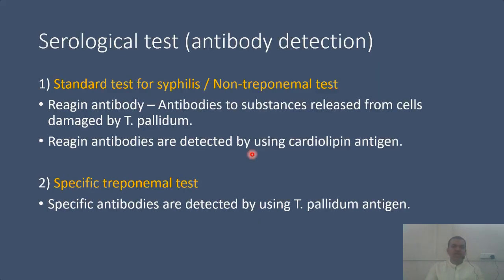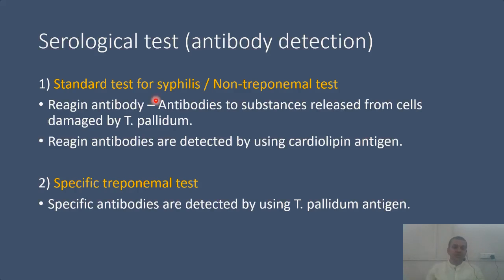The next is the serological testing, that is antibody detection, which is commonly performed in every lab. Here is the standard test of syphilis and the specific test. The only difference I already told you, again I will tell you, is that this is the detection of the reagent antibody. What is the reagent antibody? The reagent antibody is the antibody which has formed against the substances which have been released from the cells which are infected with the Treponema pallidum.